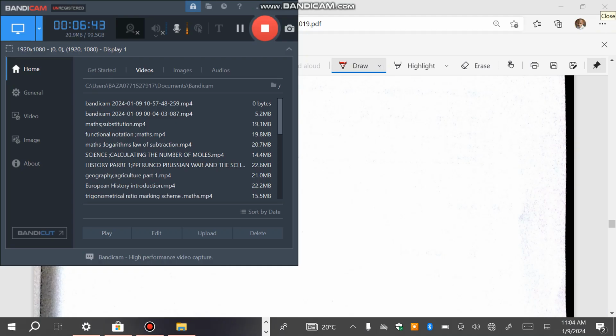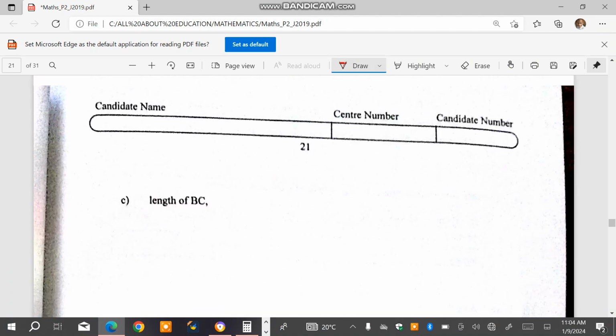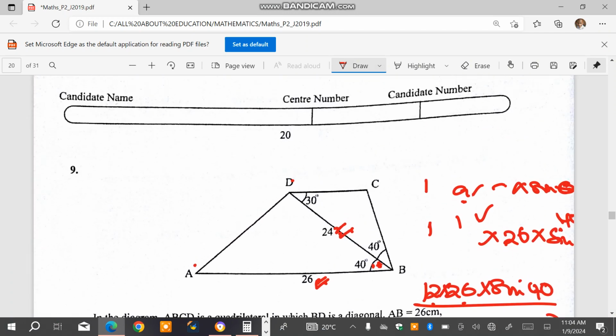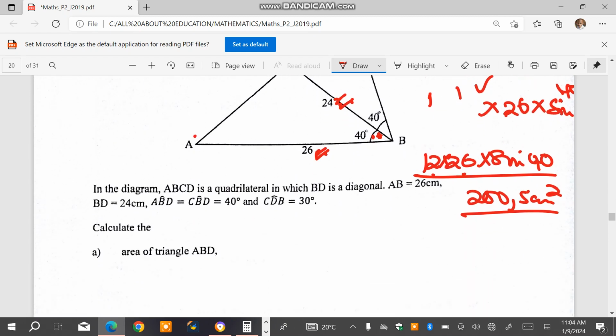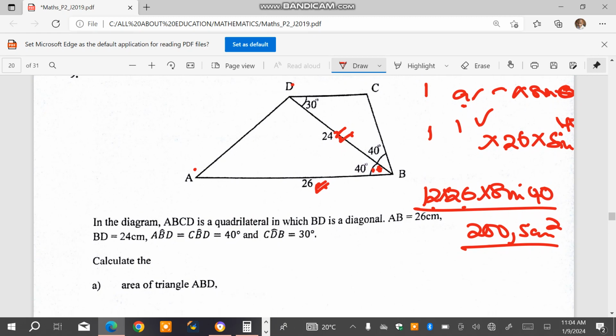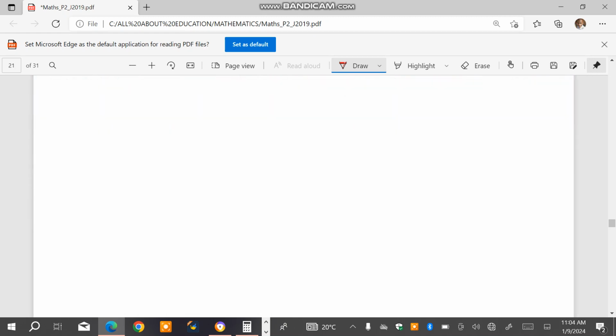Right, moving on to the next question, which is C. It says the length of BC. Where is BC? Allow me to redraw the question here. BC, okay, that one.